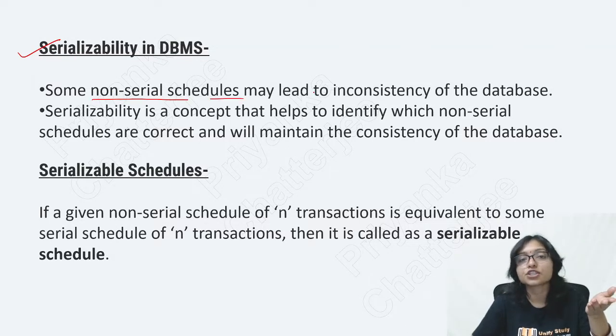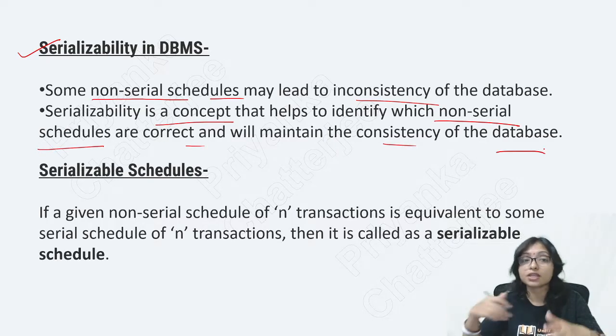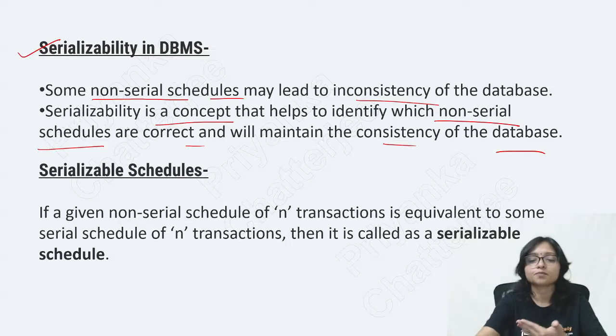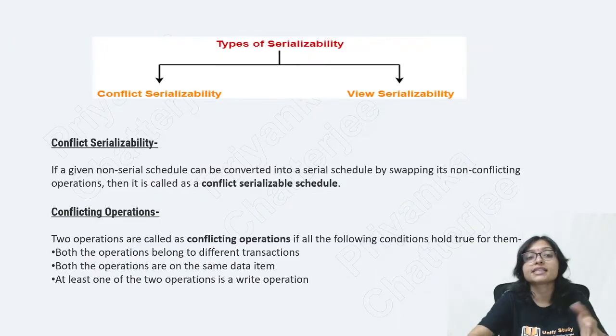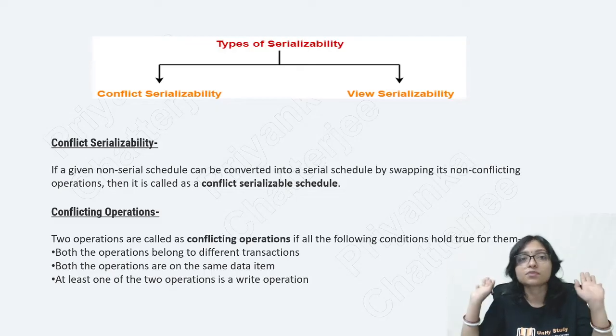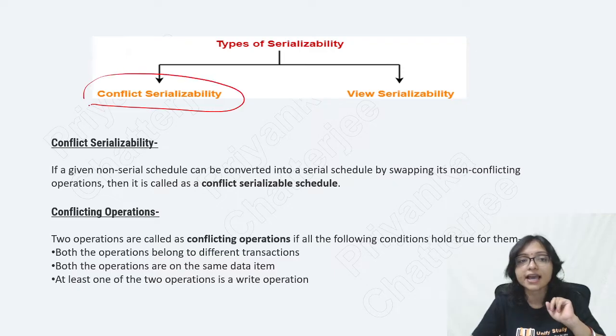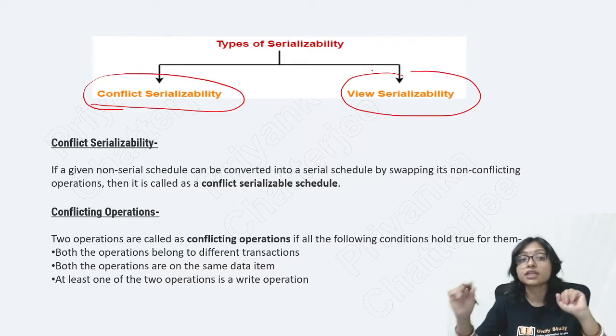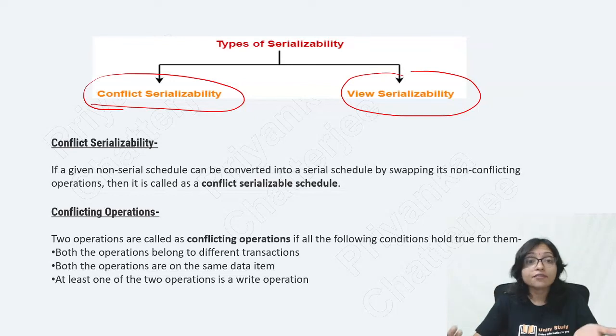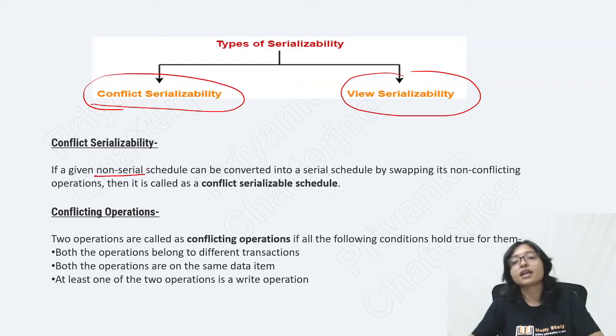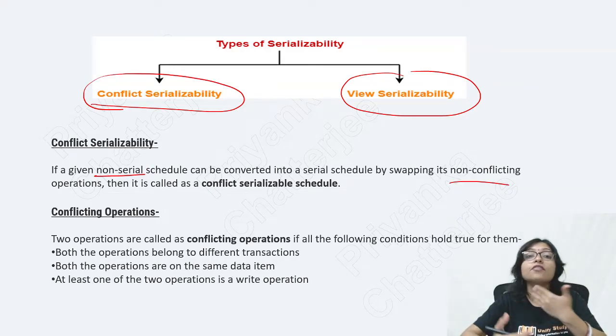Some non-serial schedules may lead to inconsistency. Serializability is the concept to identify whether non-serial schedules are correct and will keep a consistent database. We are trying to make it serial. Whenever you try to make it serial, you have two types of serializability, two ways we can do it. One is conflict serializability, another is view serializability. Conflict serializability means a non-serial schedule will be converted by swapping of non-conflicting pairs.